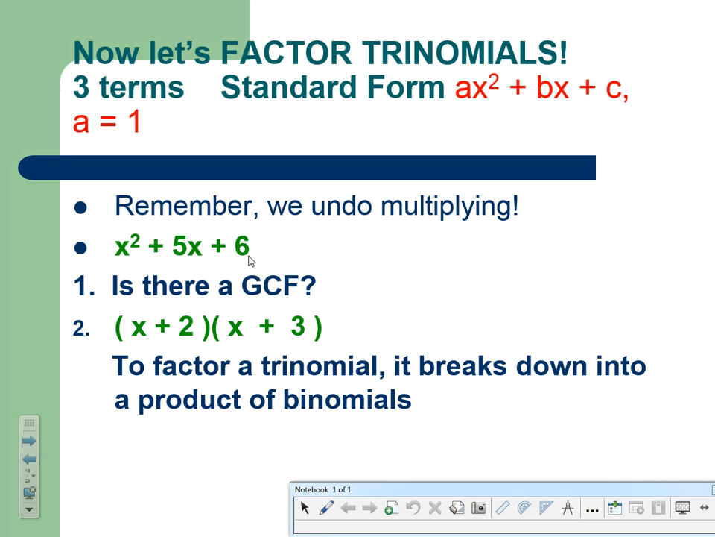Remember, when we factor, we are undoing multiplication. So the first thing that we need to do is always check for a GCF, because that's the first flap on our foldable. In this particular trinomial, there is no GCF. So we go straight to factoring. And once we factor, we will have (x plus 2) times (x plus 3). A quadratic trinomial breaks down into a product of binomials. So we will see how we can go from here to here.